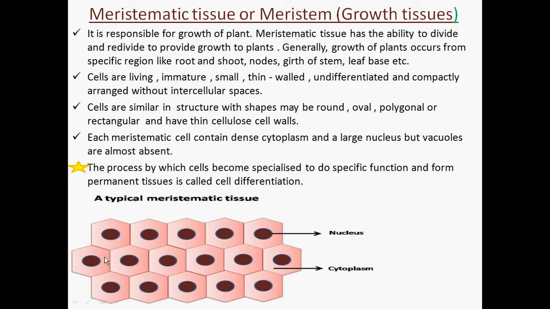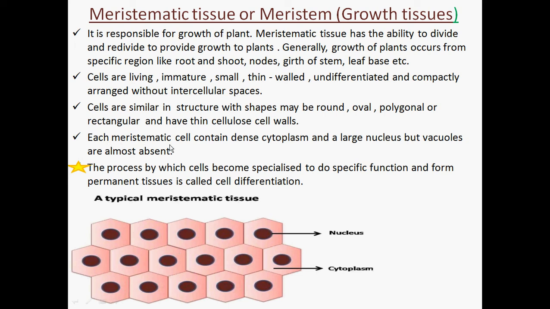These are the cells of the plant, these are cells of the meristematic tissue, and they are compactly arranged, they don't have any intercellular spaces. Now, the cells of the meristematic tissue are similar in structure, as you can see in the figure, and might have a shape like round, oval, polygonal, or rectangular, and they have a thin cellulose cell wall. So this is a cell wall, it is made up of cellulose, and the shape of the cell is considered polygonal in this case.